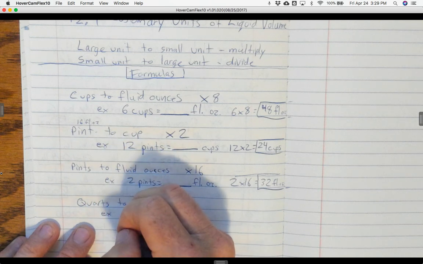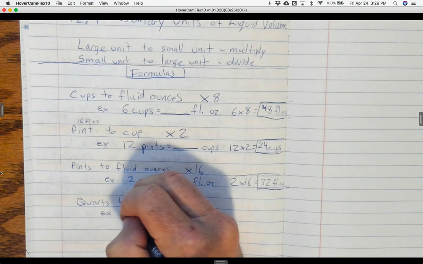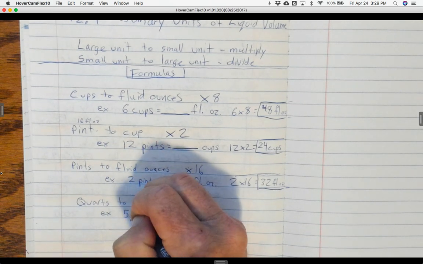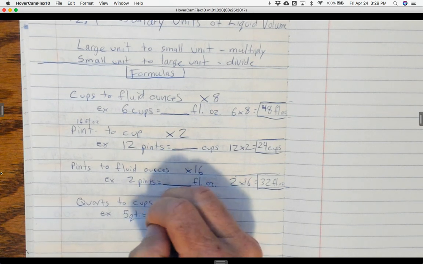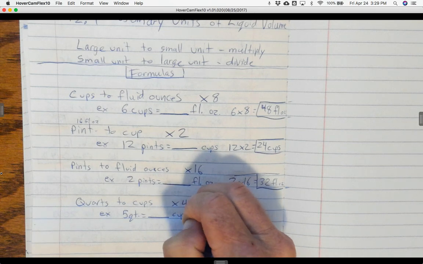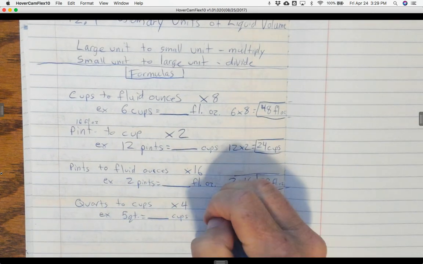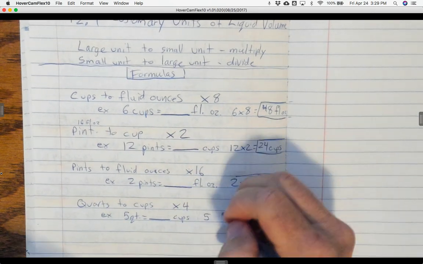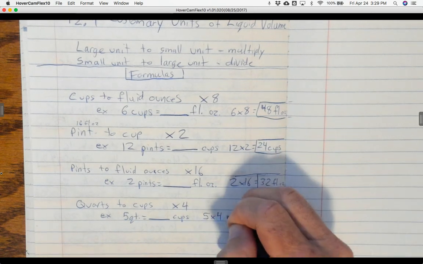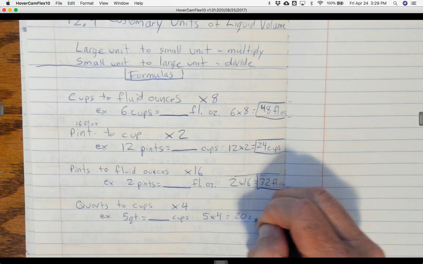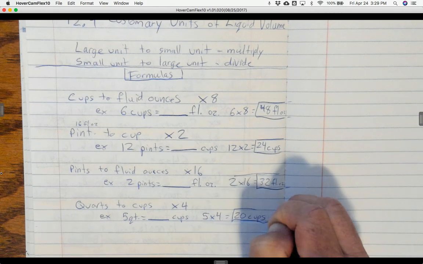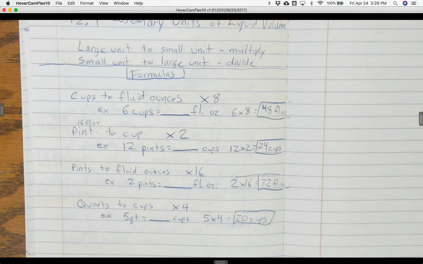For example, if we have 5 quarts of something, and we want to convert that to cups, we take the number they give us, we plug in our formula, 5 times 4, that equals 20. 20 cups would be our answer.